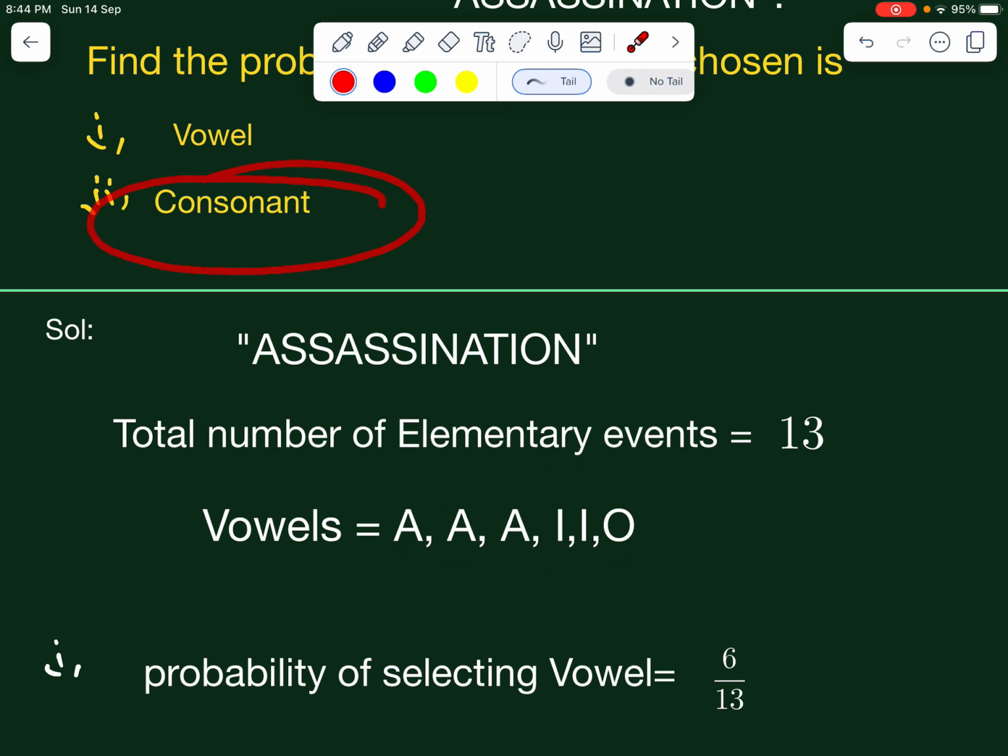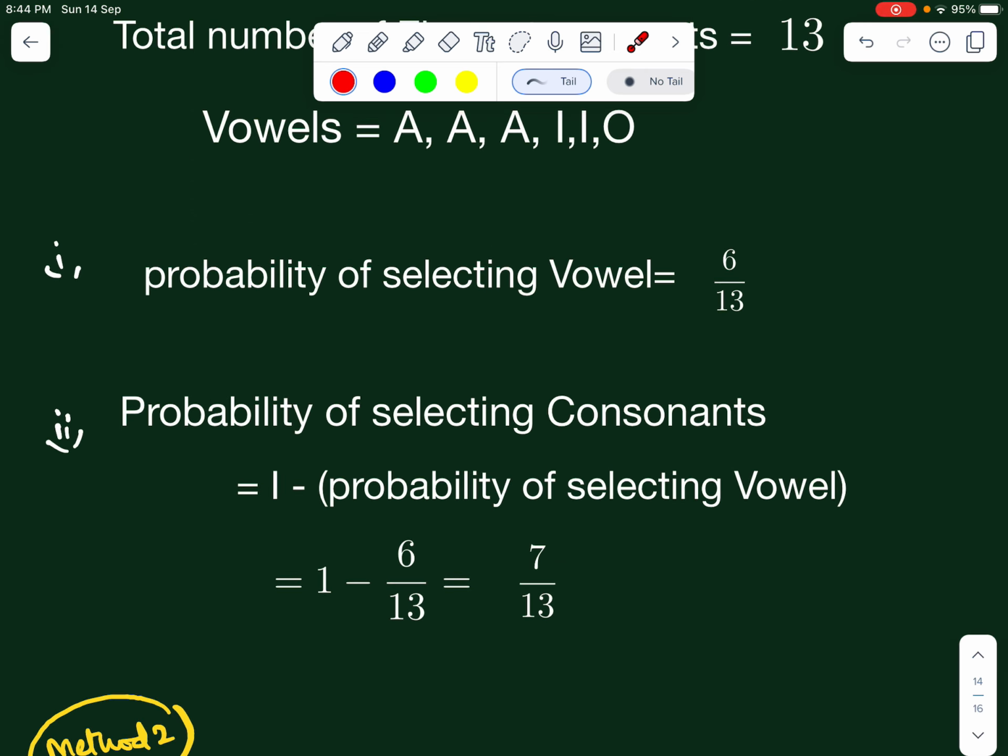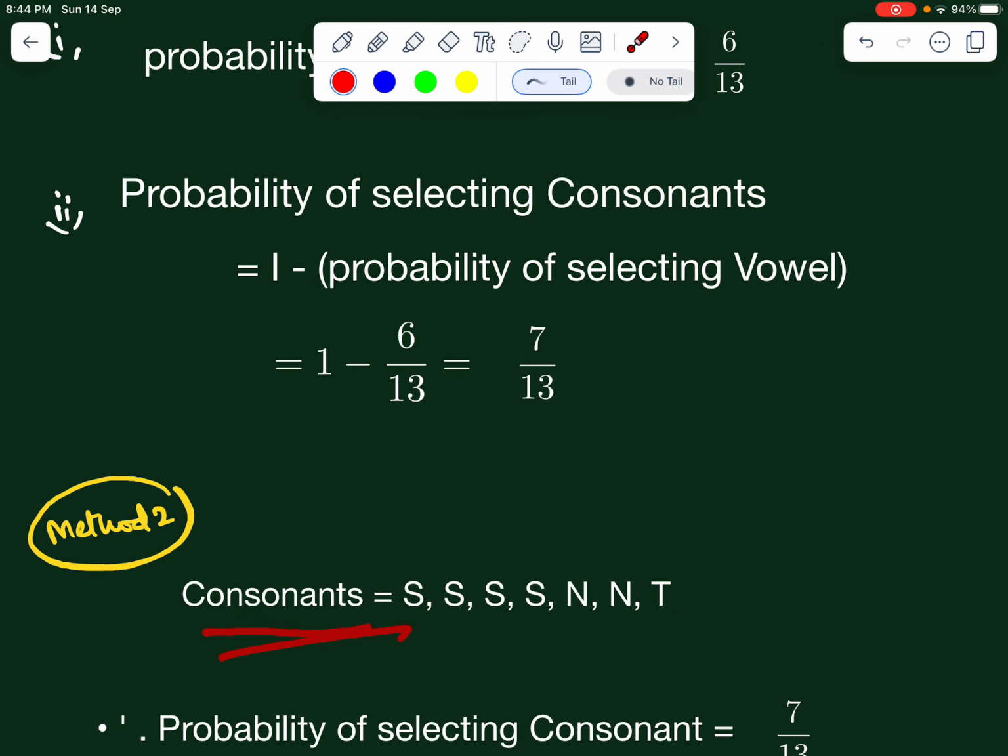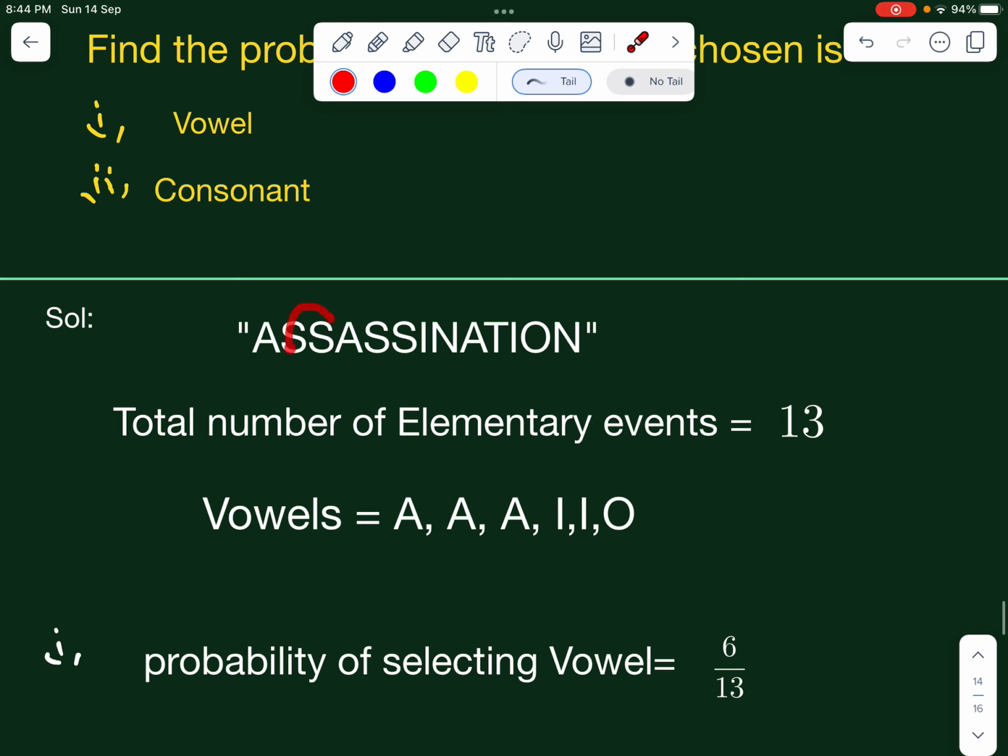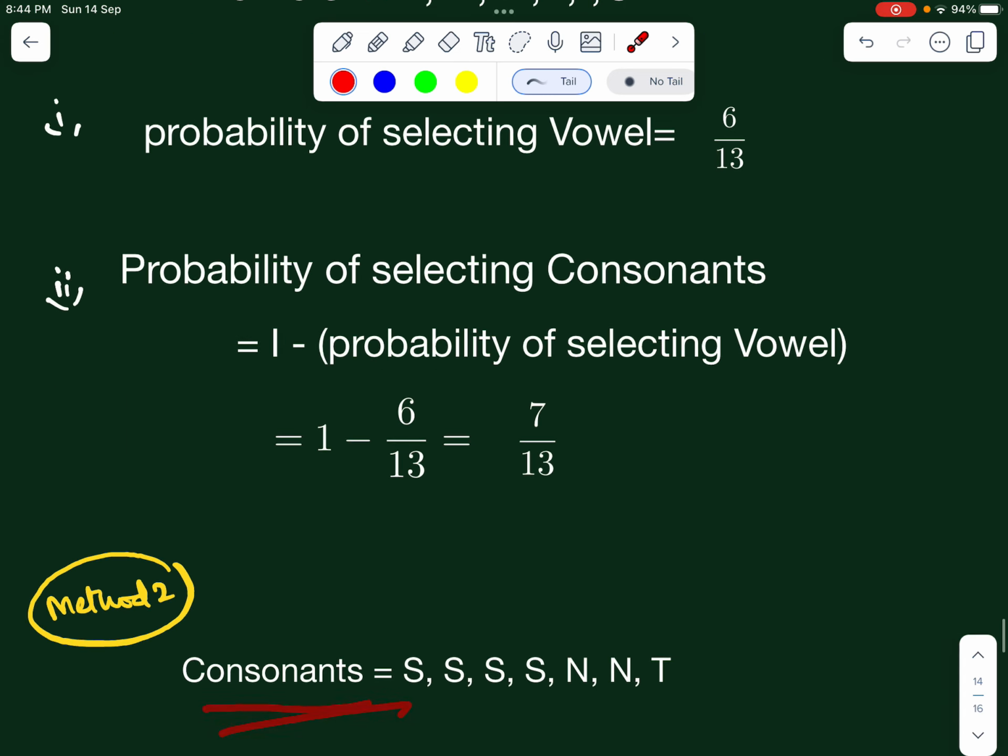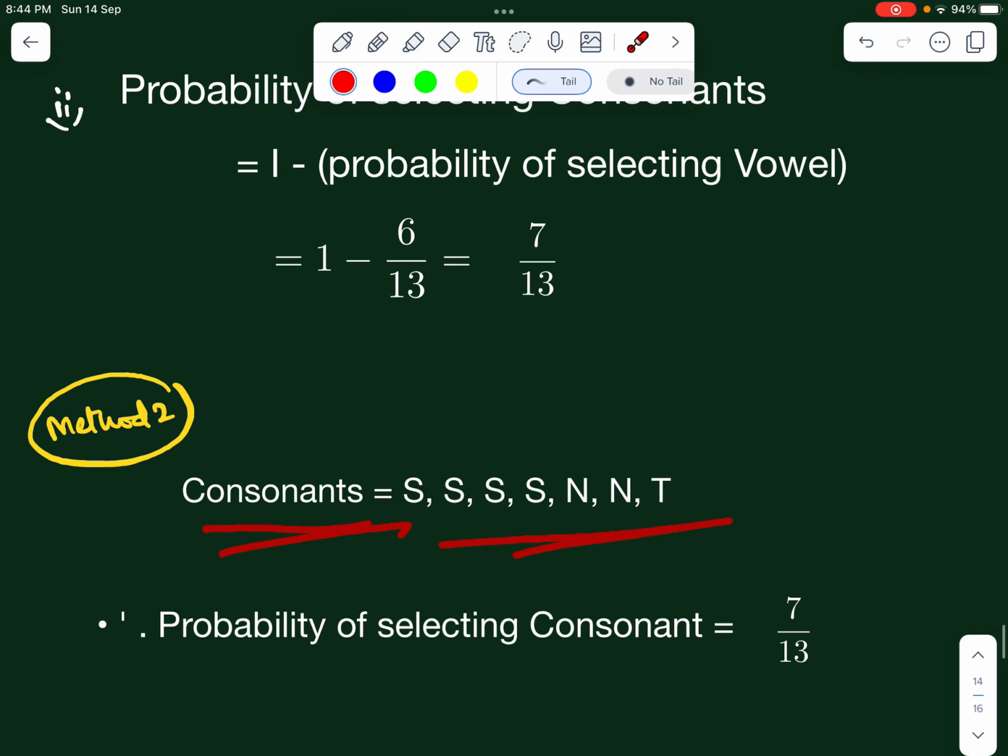Next question, consonants. We have two methods. The first method: probability of selecting a consonant is equal to 1 minus the probability of selecting a vowel. Therefore, 1 minus 6 by 13. Here I am using the formula P of E plus P of E bar is equal to 1. Therefore, the answer is 7 by 13. Method 2: how many consonants do we have? S, S, S, T, N, N, and so on. Therefore, 7 consonants here. Therefore, the probability of selecting a consonant is 7 by 13.